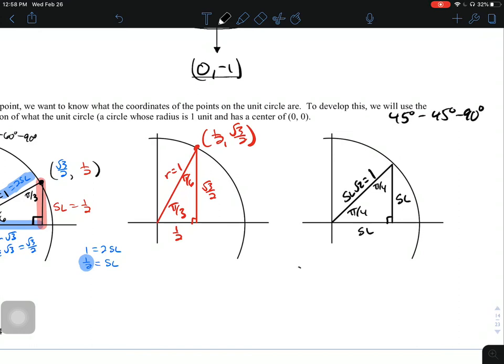If I take that little equation and I solve for the short leg, I'm going to get the short leg is 1 divided by the square root of 2. If you rationalize your denominator by multiplying by 1 in the form of square root of 2 over 2, you're going to get square root of 2 over 2 as the length of the short leg. Short legs are the same in a 45, 45, 90.